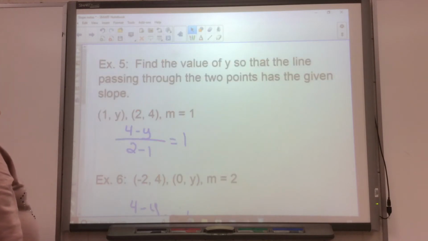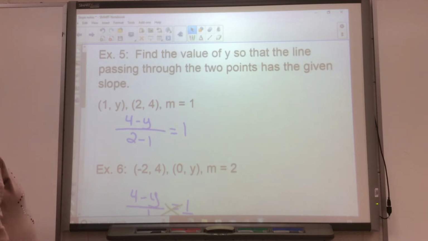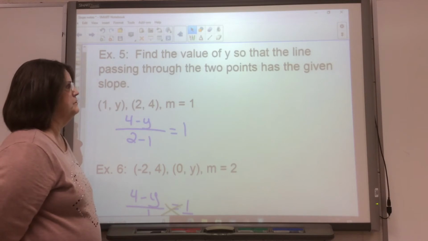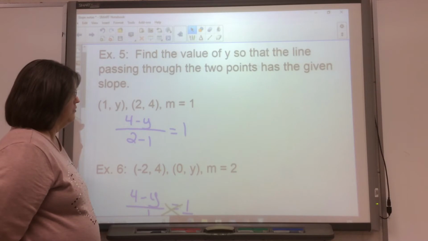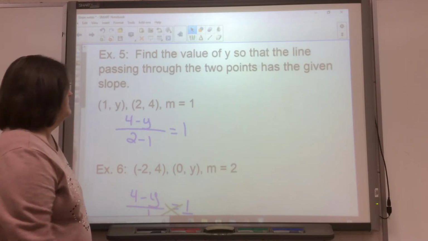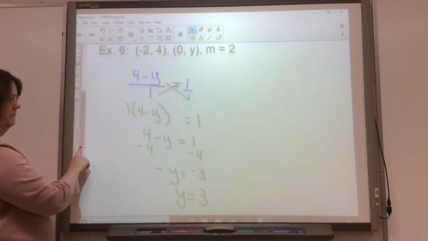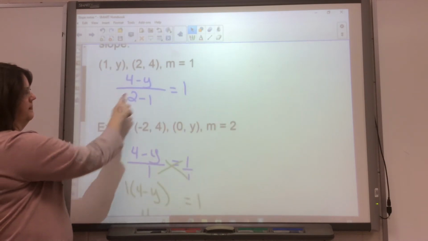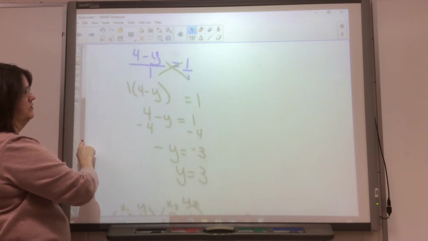Okay. Now, this is an honors course, so we're going to do something other than just find the slope. Find the value of y so that the line passing through the 2 points has the given slope. They are giving you the slope, and you are to solve and find the missing variable. Okay, my work is down here. For the first one, 4 minus y over 2 minus 1 equals 1. Here is the work for that.